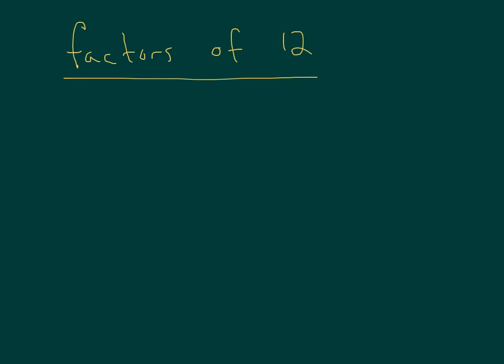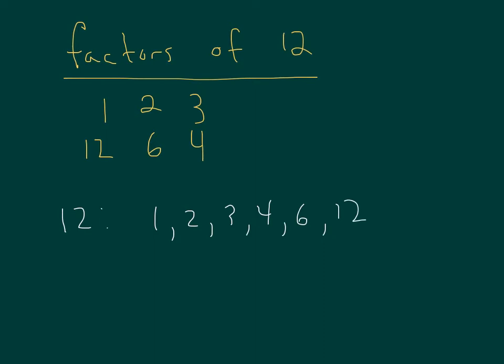So here's how I work it. I look at 12, and I start with the number 1. 1 times what is 12? 12. Does 2 go into 12? Yes. So 2 times what? 6. Does 3 go into 12? Yes. 3 times what? 4. And the next number after 3 is 4, and 4 is already in my list, so that's it. So when I list all of the factors of 12, it's 1, 2, 3, 4, 6, and 12. That's it. Let's try another one.